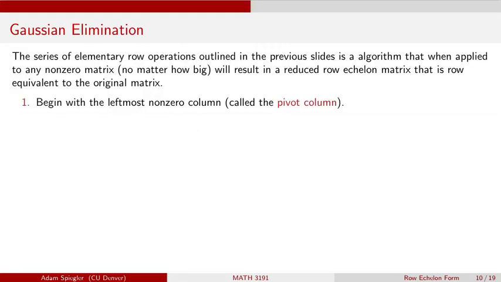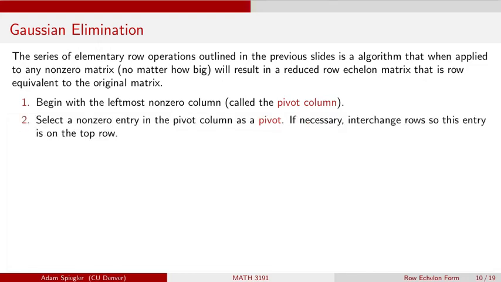Okay, so this slide, I just want to summarize the steps that we just applied in the previous example. By following this process, no matter how big our matrix that we start with, we'll be able to express that matrix in reduced row echelon form. It just may take us a lot of steps to do so. But to recap what we did, we first identify the pivot column, and this is the leftmost column that has a non-zero entry in it.